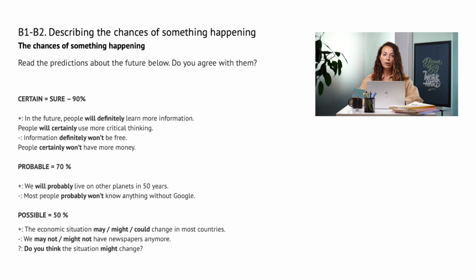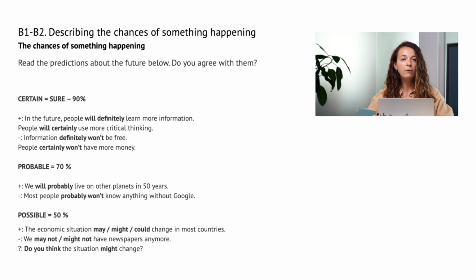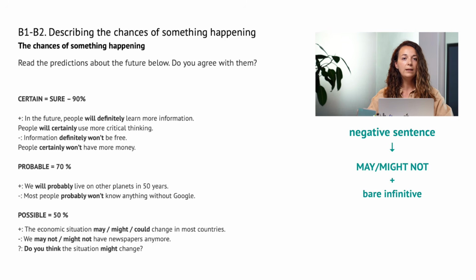Now, you might have heard that might can be used in cases where there are more or less chances, but it's not the case. So don't worry which one to choose in an affirmative sentence. However, if you want to emphasize a negative possibility, forget about could. In a negative sentence, we can use only may not or might not with a bare infinitive. We may not or might not have newspapers anymore.